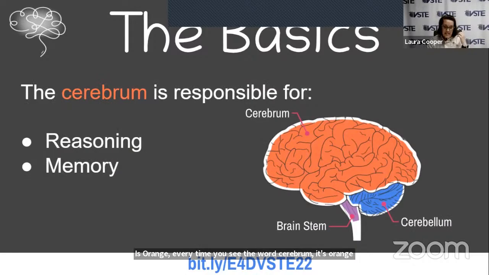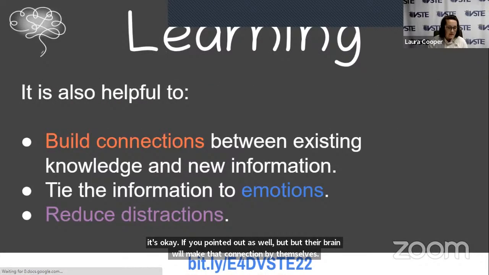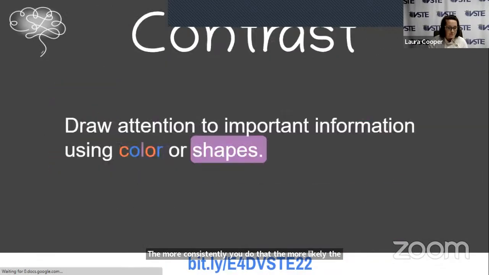Now, are students intentionally going to go, oh, the word cerebrum was orange because it was orange in the diagram? Probably not, but subconsciously, are they making that connection? And if you made the word cerebrum orange every single time you presented it to your students and you used a diagram where it was orange every single time, their brains will start to make that connection, and it just makes it easier for them to remember. And it's okay if you point it out as well, but their brain will make that connection by themselves. The more consistently you do that, the more likely the brain is to make that connection.